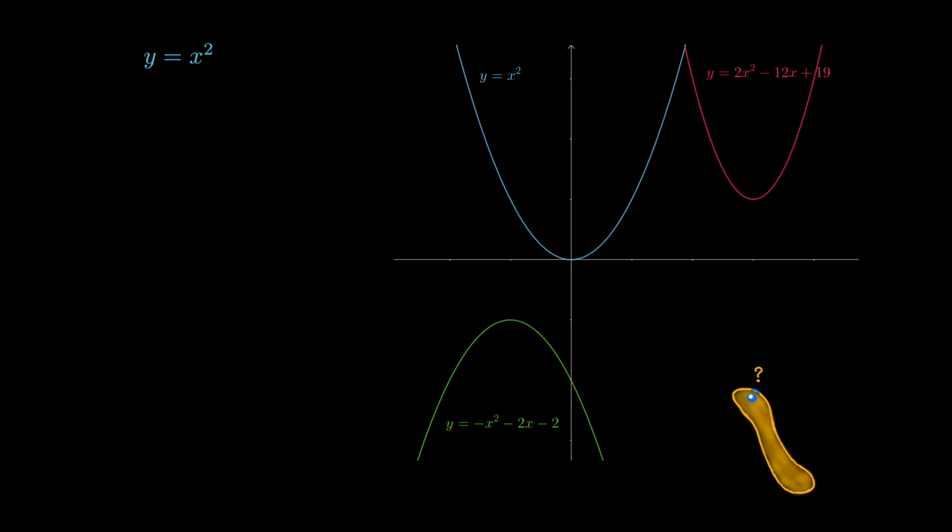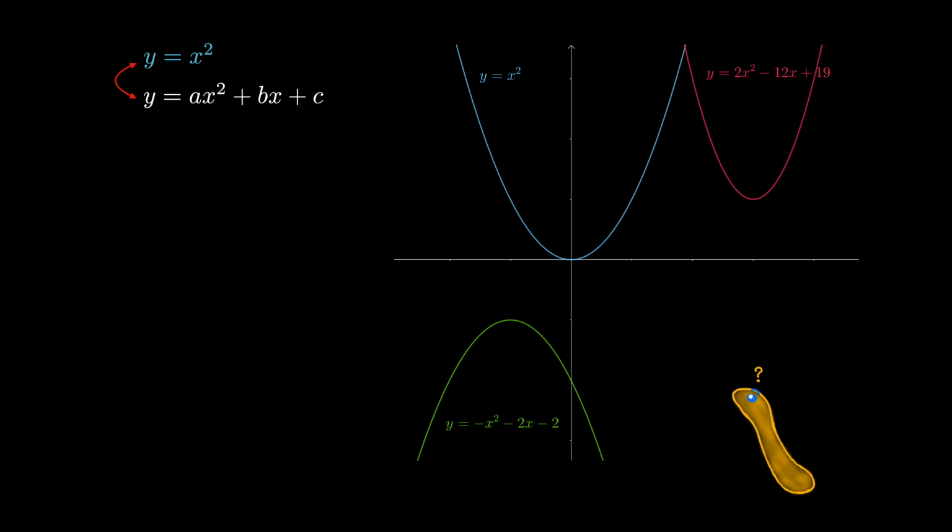Each of these parabolas comes from what's called a quadratic function, a function of the form y equals ax squared plus bx plus c for some constants a, b, and c, with the one condition that a is not equal to 0, otherwise we would just have a straight line. So our goal is to find out the connection between the simplest quadratic, y equals x squared, and any general quadratic.